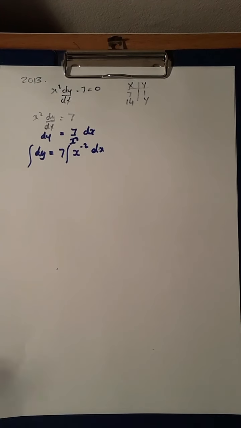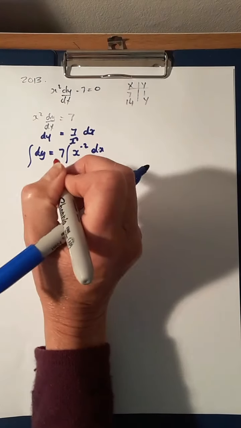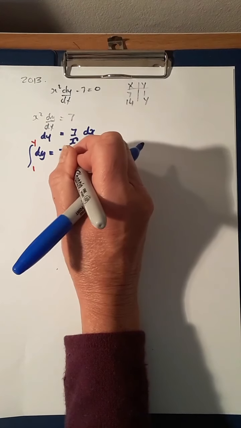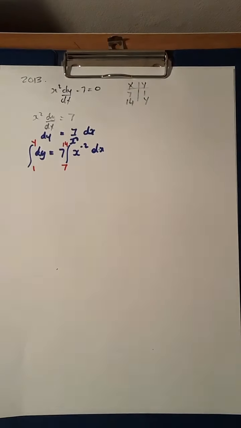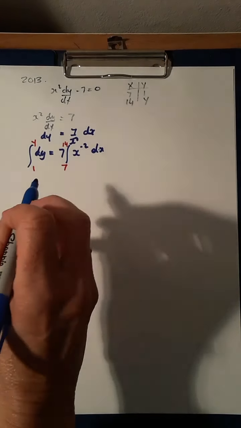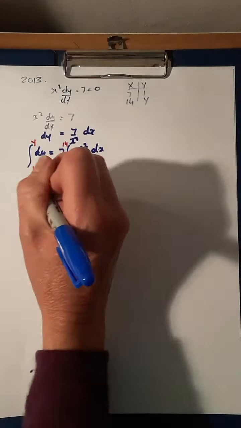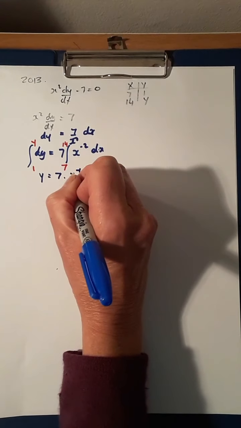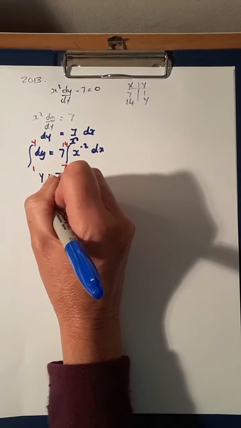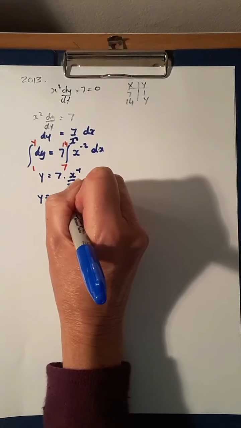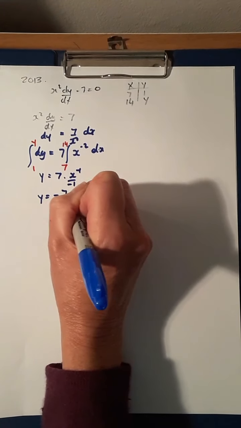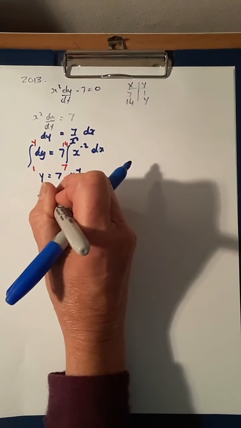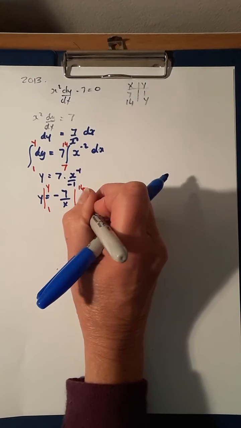So the left-hand side, and I'm going to use limits again, y is going from 1 to y, I'll just turn them around the other way, and x is going from 14 down to 7. Okay, so when I integrate the left-hand side, it just becomes y. And when I integrate the right-hand side, 7's a constant. So this becomes x to the minus 1 over minus 1. So y is equal to minus 7 over x. And then I'm going to put in my limits, so y from y to 1 and x from 14 to 7.